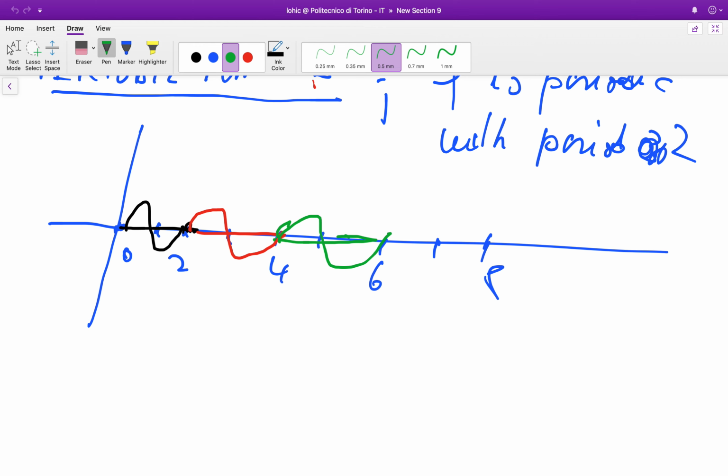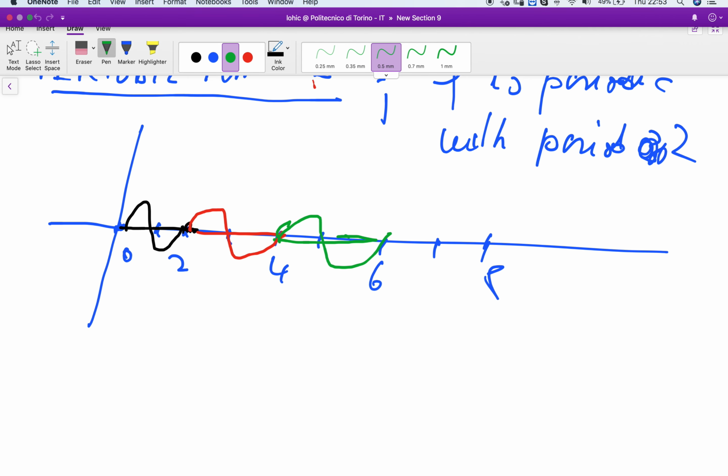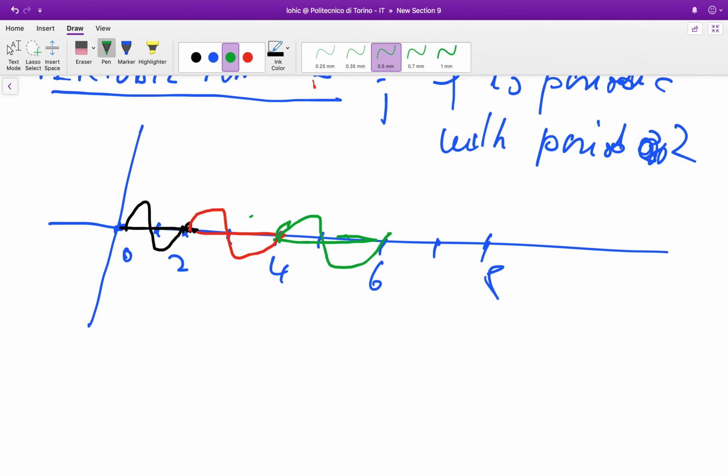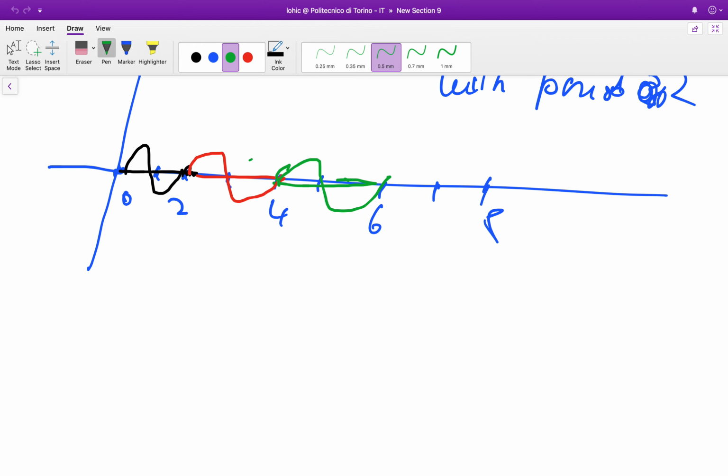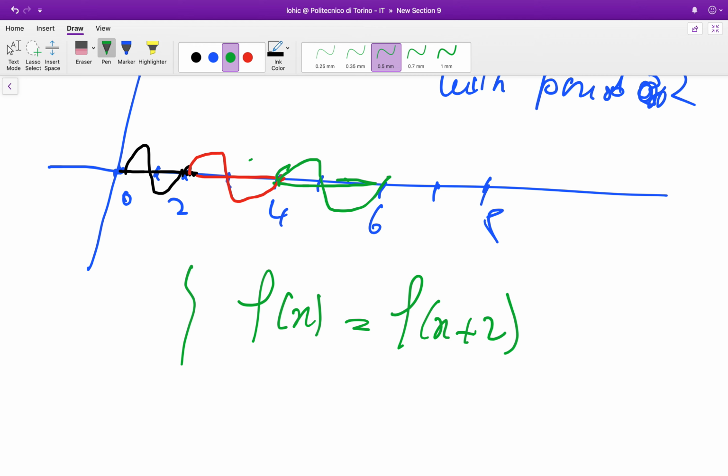So the function is periodic if it repeats itself after a period. Okay, is that clear? So how can we say that this function is periodic with period 2 mathematically? It just means that f of x equals f of x plus 2. What does this mean? When I write something like this, I mean what happens at the position x should happen at the position x plus 2. That's what it means for the function to be periodic with period 2. Is that clear?